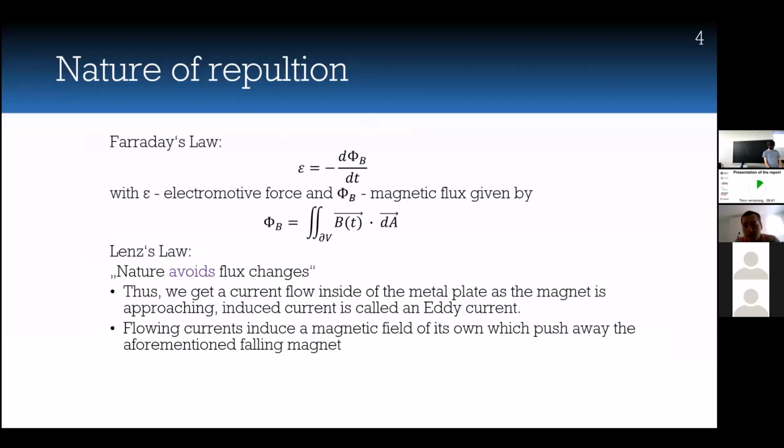So we get a current flow inside of the metal plate as the magnet is approaching. The induced current is called an eddy current. And flowing currents induce a magnetic field of their own, which pushes away the aforementioned falling magnet.